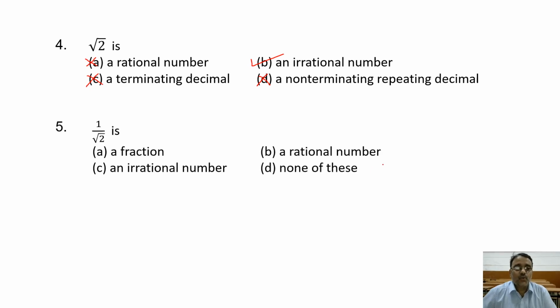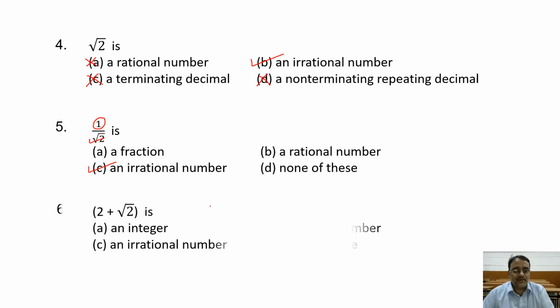Next question. 1 upon root 2 is a fraction, a rational number and irrational number, none of this. See, I am going to repeat one property. If you multiply rational and irrational, you will get irrational always. If you divide rational by irrational or irrational by rational, you will get irrational always. If you add rational and irrational, you will get irrational always. If you subtract rational and irrational, you will get irrational always. So what is the correct answer here? Option C, that is irrational number. Because we are dividing a rational number by irrational number, right?